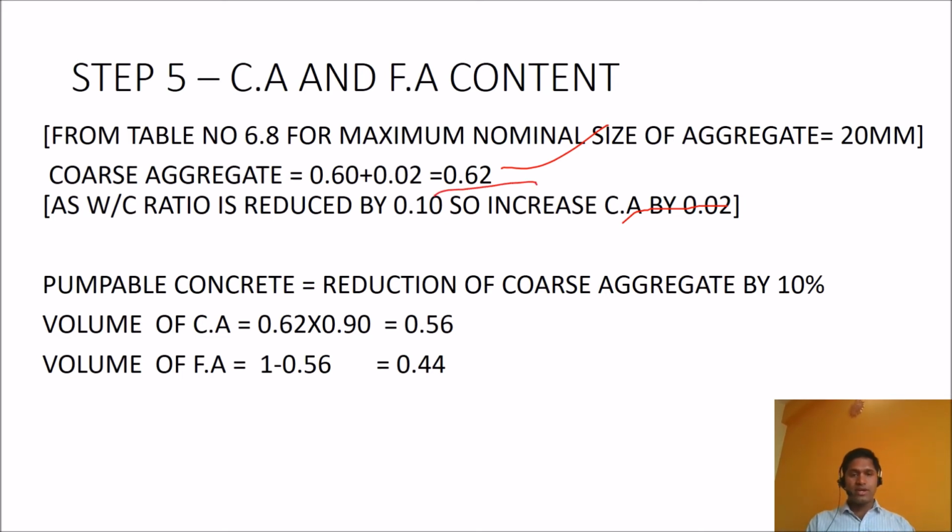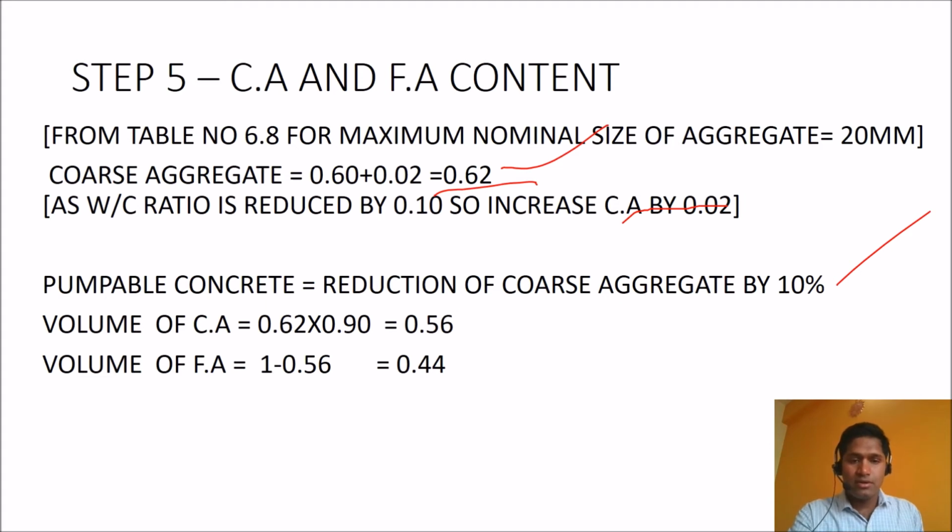Since we are going to place the concrete by a mechanism called pumping, for pumpable concrete you need to reduce the coarse aggregate content and increase the fines. If the concrete has good fines, it can be cohesive and it can pump easily. There will be no choking of hose lines and pumping lines. For that, you need to reduce the coarse aggregate by 10%. It means you are indirectly increasing the volume of fine aggregate. If you reduce 10%, you are going to use only 90% of this amount.